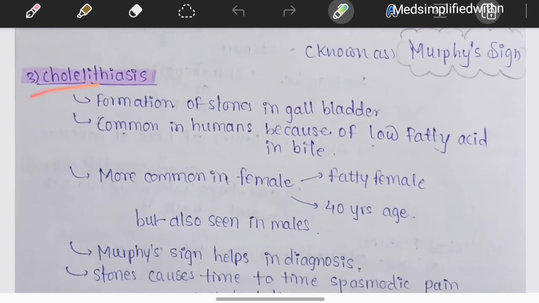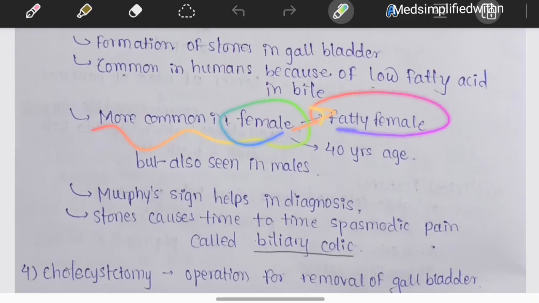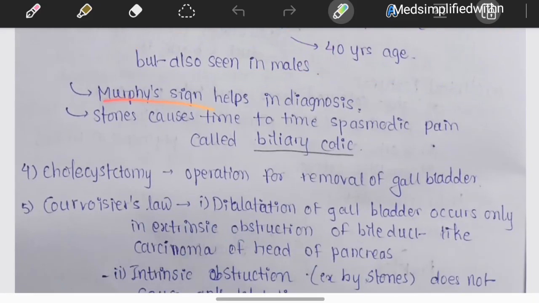Then the third one is cholelithiasis, formation of stones in the gallbladder, common in humans because of the low fatty acid in bile. It is more common in females, especially fatty females around 40 years of age, but also seen in males. Murphy's sign helps in diagnosis, and stones cause time to time spasmodic pain called biliary colic.